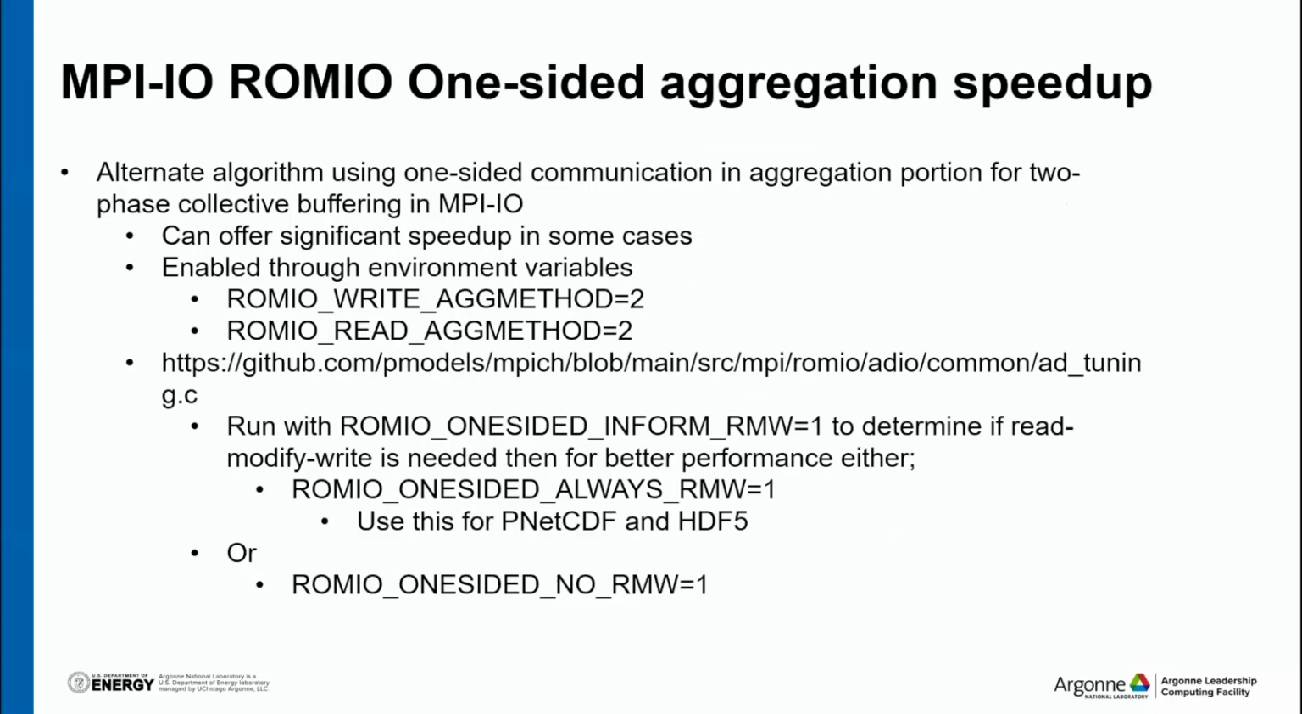And then if you do end up doing collective buffering and it proved to be as close to or faster than not doing it, there's an alternate algorithm within ROMIO or MPI-IO in MPICH, which is basically a different algorithm that uses one-sided communication, and it can have much better performance in some cases. And so there's just some information here on the environment variables to set, and where you can go to read about it, and then how to use it. And if you need help with this, just let me know.